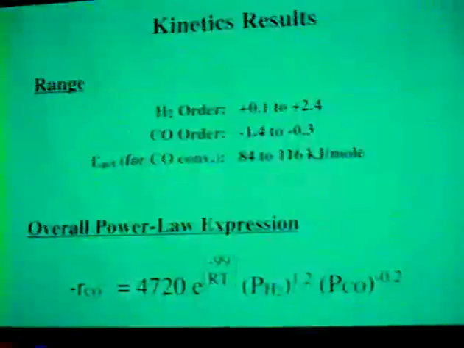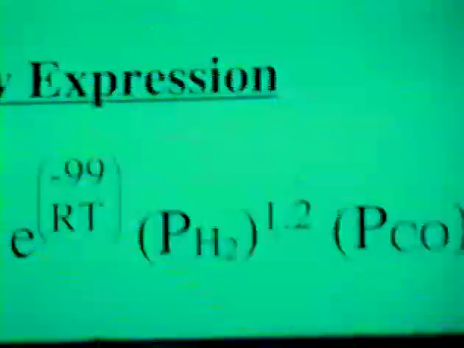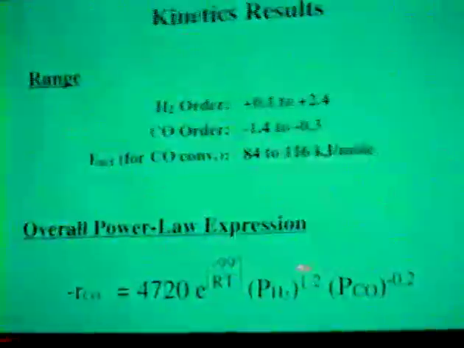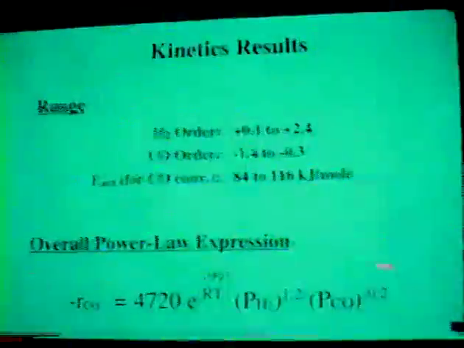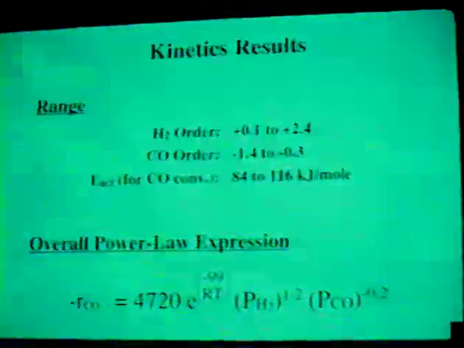Well, what are the results? We do see a range when we look at each of the parameters independently. Using an overall power law expression, we would hope to get a better idea that includes maybe some of the interactions between the parameters. And in fact, we see that the activation energy of 99 kilojoules per mole and the hydrogen order of 1.2 are almost mean values of the range shown above. However, CO appears to have even less of an effect on the reaction rate, giving an order of -0.2, which is even outside the range of that calculated independently.